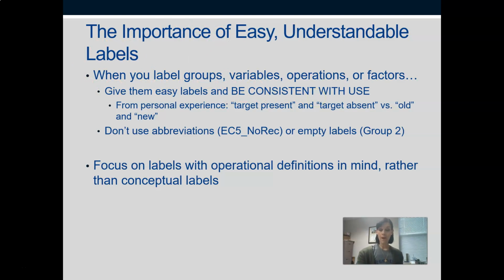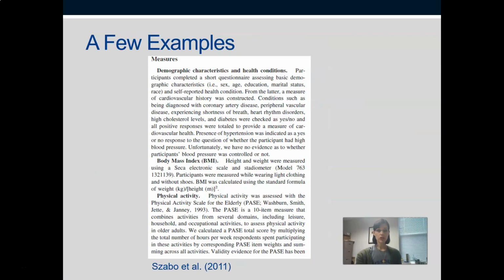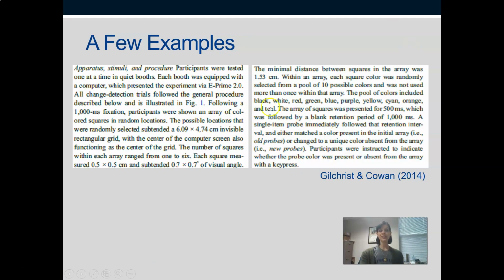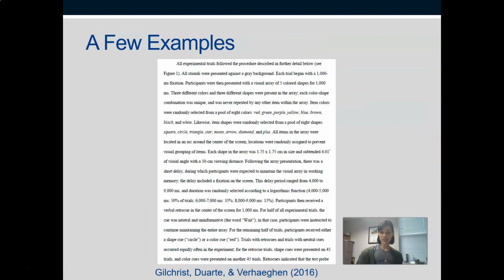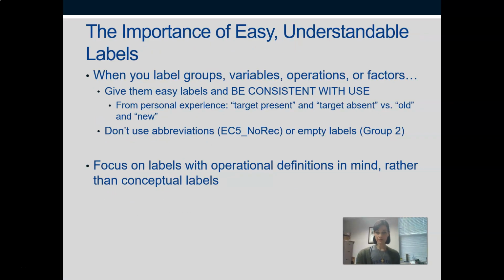So, for example, I want to go back really quick to the method section that I wrote in my paper from 2014. You'll notice here that I mentioned old probes and I mentioned new probes. Here's something kind of interesting. When I first wrote that paper, I used target present and target absent. Target present meant that a color that they saw in the array was probed. Target absent meant that they got a new color. And I submitted the paper.